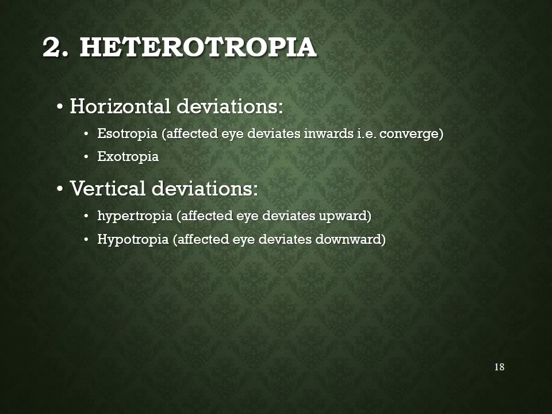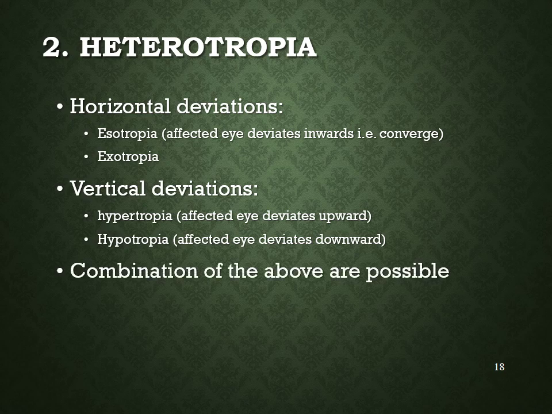The tropia can be divided into three types: horizontal deviation, which is either esotropia or exotropia; vertical deviation, either hypertropia or hypotropia; and also a combination of the above.